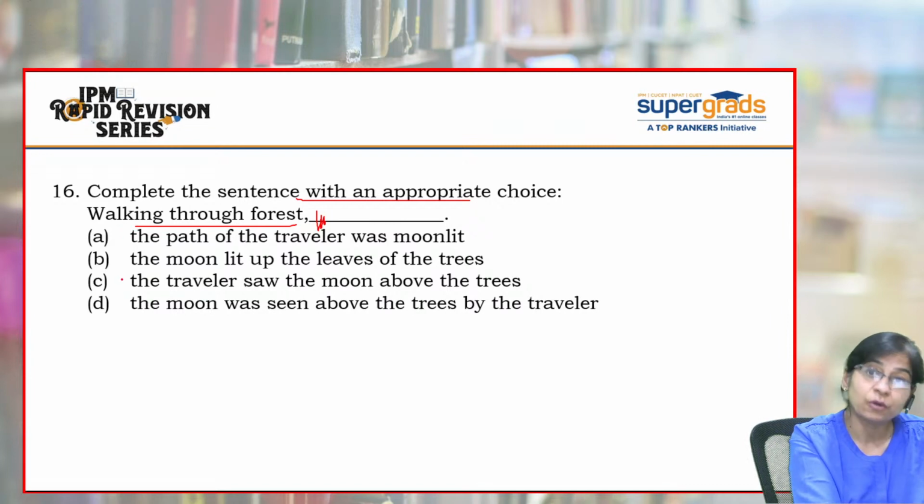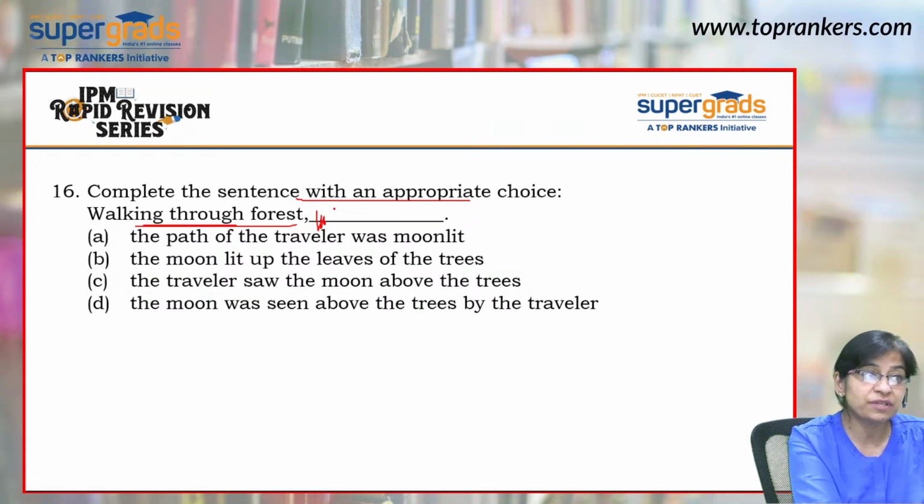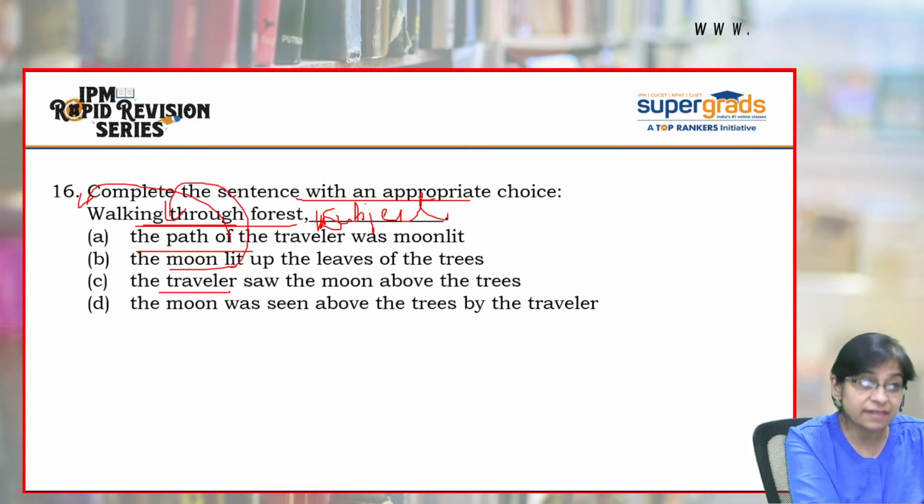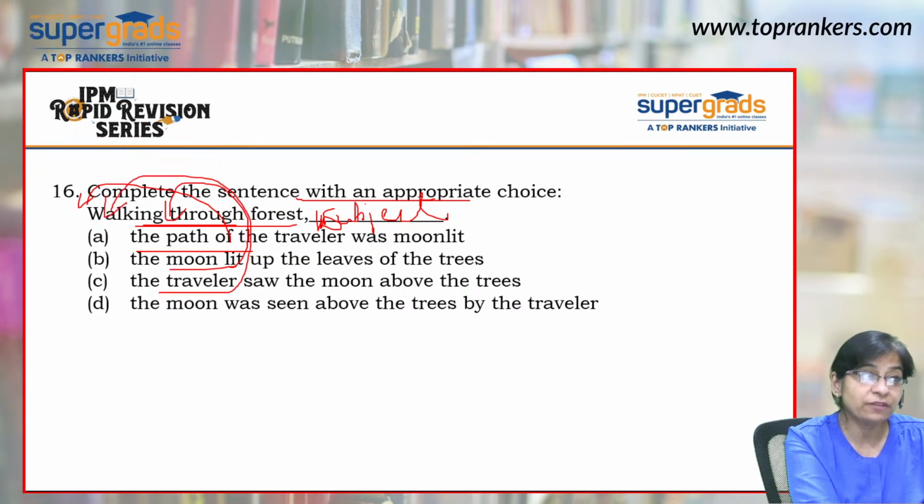Well, see, going by the rule, walking through the trees, first of all, we need a subject here or anything that can work like a subject. So the path of the traveler was moonlit. Well, doesn't work. The moon lit up the leaves. Moon wasn't walking through the forest. The traveler saw, yes, walking through the forest, the traveler saw the moon above the trees. So we can definitely eliminate first and second, and C looks really good.